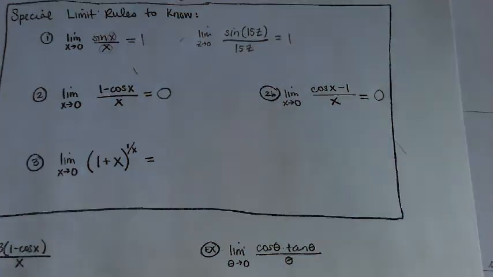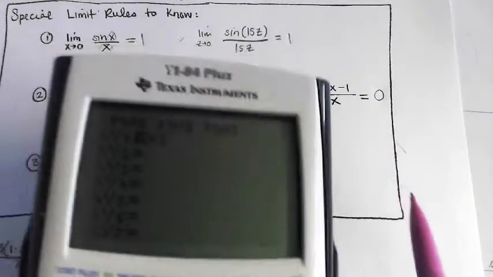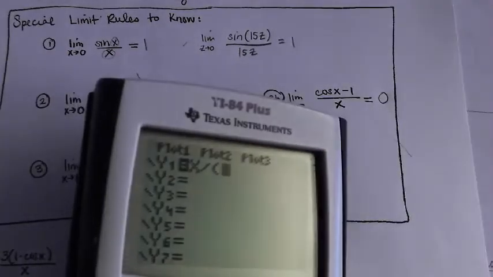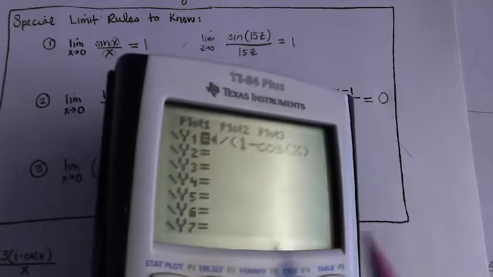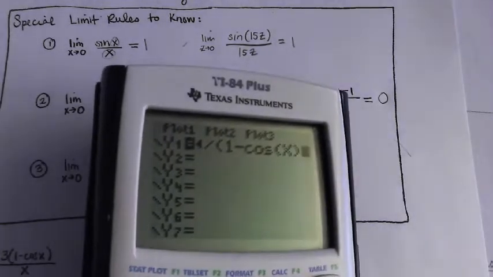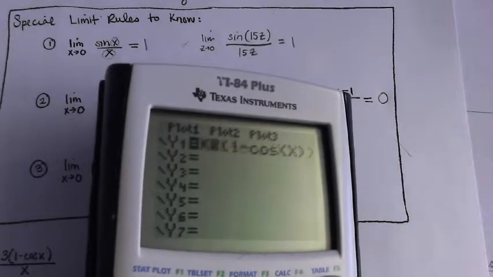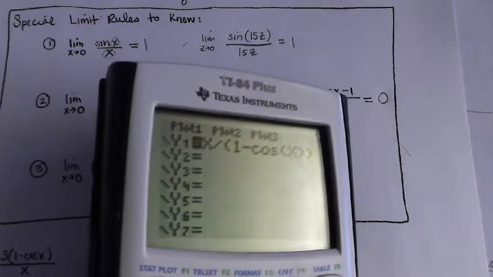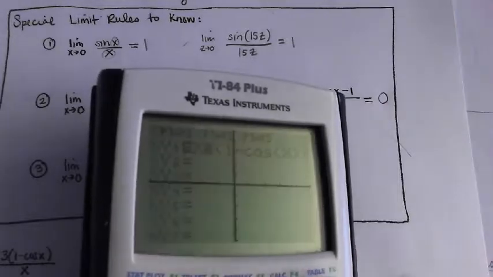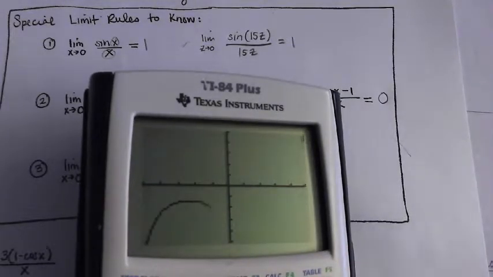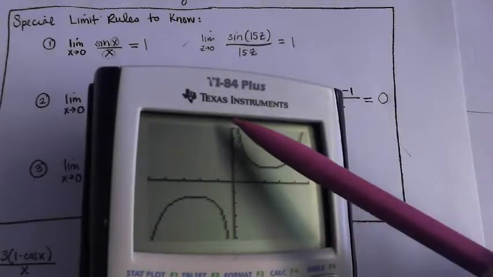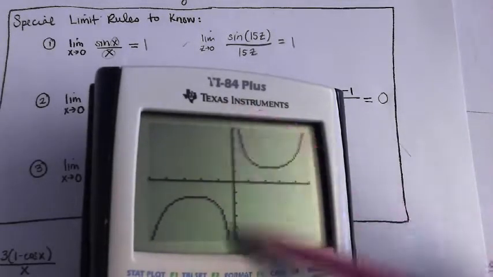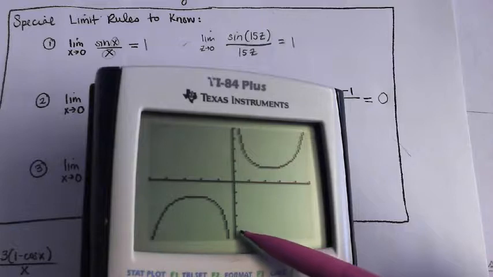I can't remember which one it is, but I think it's this one. What did I do to the function when I just typed it in? I flipped it, okay? And I think, oh no, this one wouldn't be, right? When you flip 0, you get undefined. So it makes sense that when I flip it, there is an asymptote.